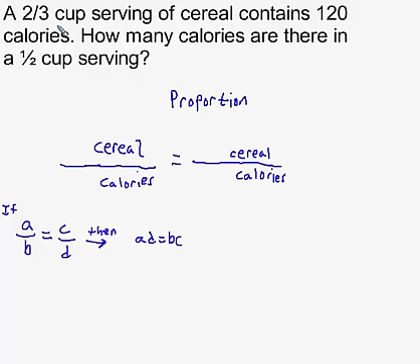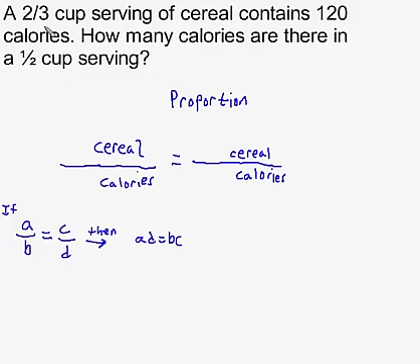Here we have that a 2/3 cup serving of cereal contains 120 calories, and we need to know how many calories there would be if we had a half of a cup serving rather than 2/3. So I'm going to set up a proportion where I compare the number of cups of cereal to the number of calories in both situations.